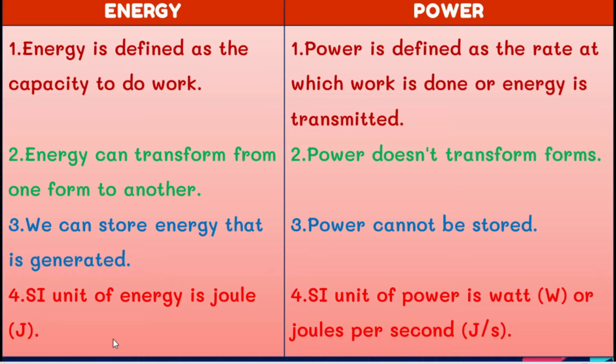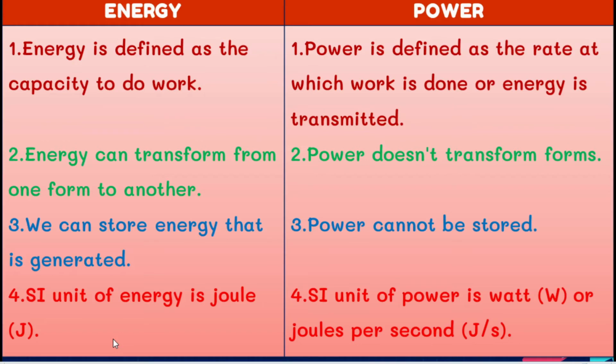You can see the third point, we can store energy that is generated. How can we store energy? For example, solar panels. Solar panels get light from the sunlight, it's converted into electrical energy, and it's stored in the battery. From that battery we can use it in our home. So energy can be stored, but power cannot be stored. Power we cannot store in any place or any device.